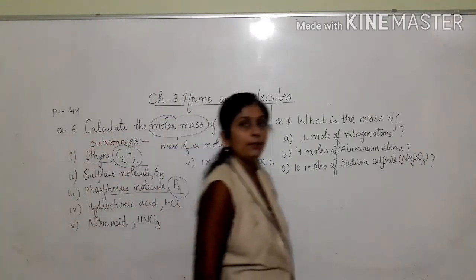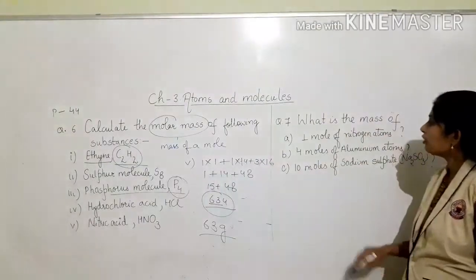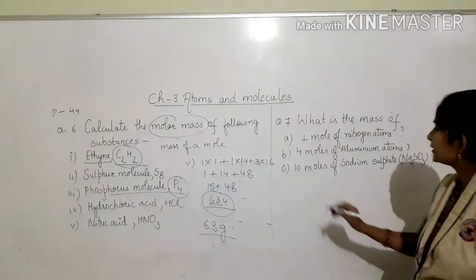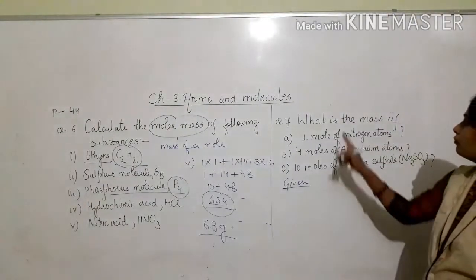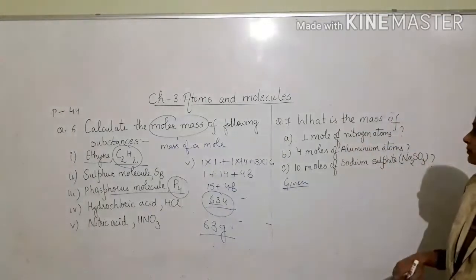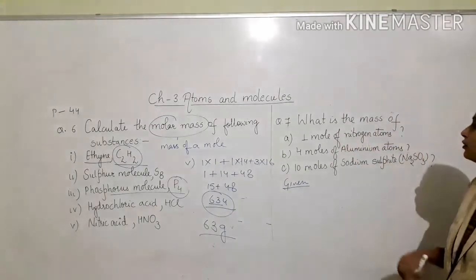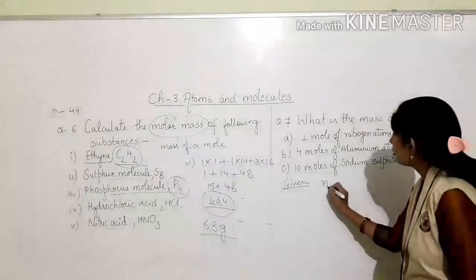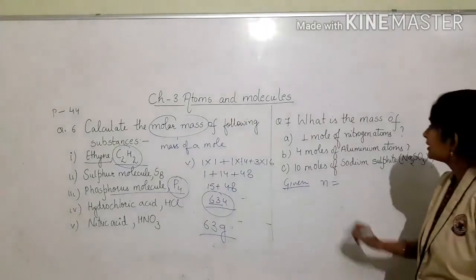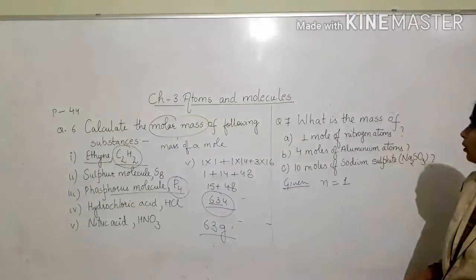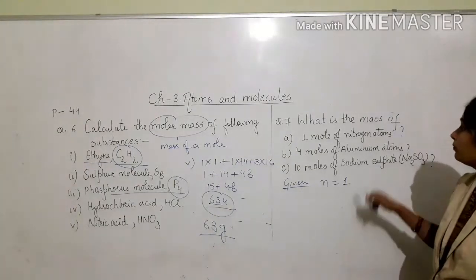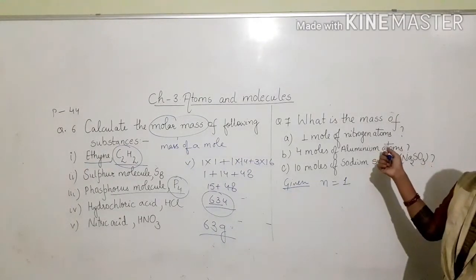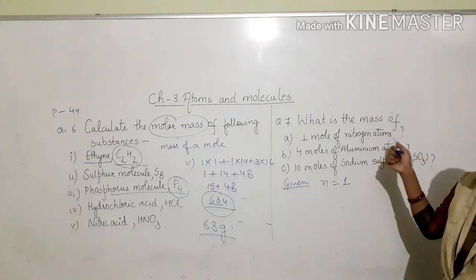Now, question number 7. What is the mass of A part, 1 mole of nitrogen atoms? First of all, we will write given. Now, what is the mass of 1 mole of nitrogen atoms? Here, 1 mole of nitrogen atoms is given. So, number of moles, small n, is equal to 1. Now, 1 mole of which kind of particle is given? 1 mole of nitrogen atoms is given. So, nitrogen atoms, it means 1 mole of atoms is given.